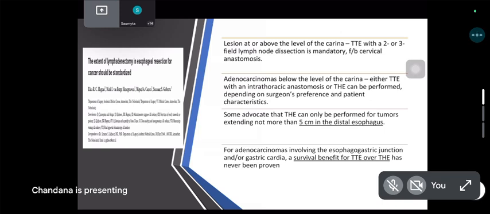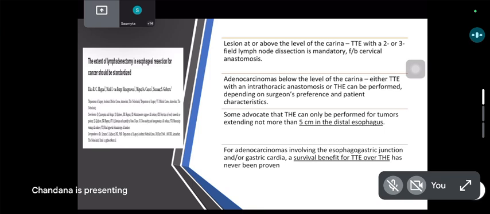Okay. So, for a lesion at or above the level of the carina, transthoracic esophagectomy with 2 or 3-field lymph node dissection is mandatory, followed by cervical anastomosis. For adenocarcinoma below the level of the carina, either transthoracic with intrathoracic anastomosis or transhiatal can be performed depending upon the surgeon's preference. Some advocate that transhiatal esophagectomy can only be performed for tumors extending not more than 5 cm from the distal esophagus.